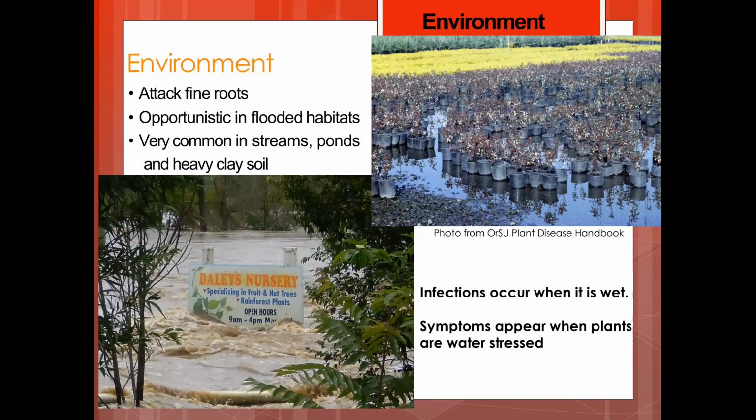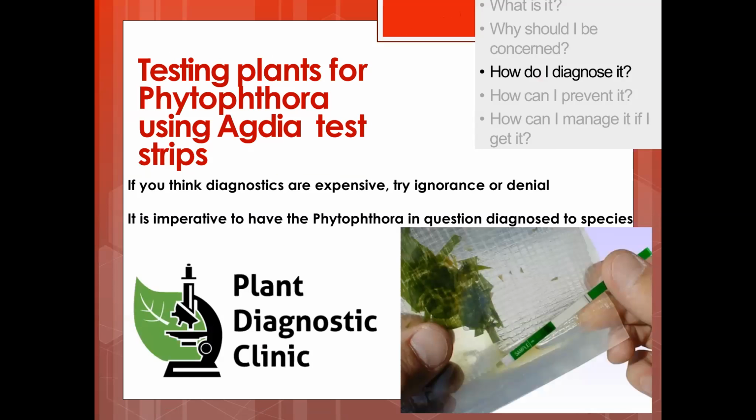So what's going on with the environment? Well, obviously flooding is a huge issue. This is something you're going to find a lot of Phytophthora by streams and ponds, and for those of us who live on heavy clay soils. I'm using some sort of extreme examples here, but obviously any of these situations are going to be conducive for Phytophthora. So then how do we diagnose it?